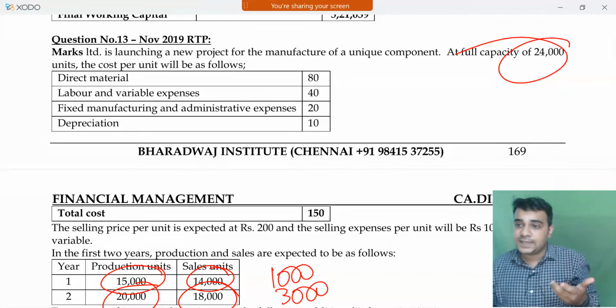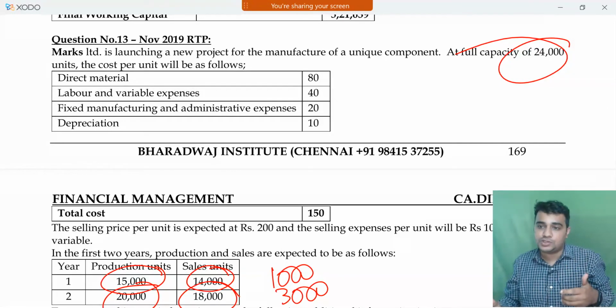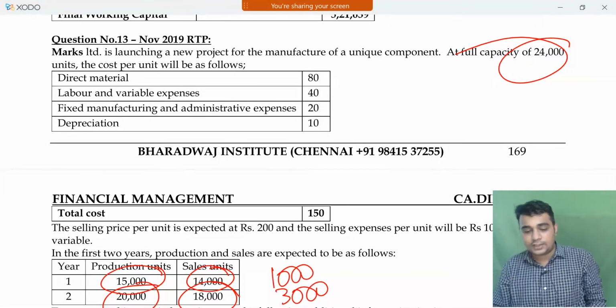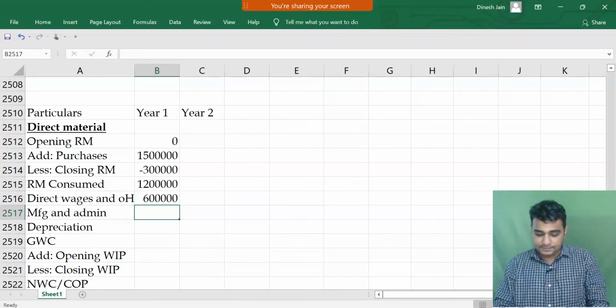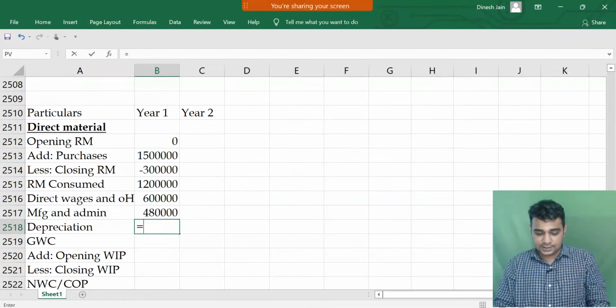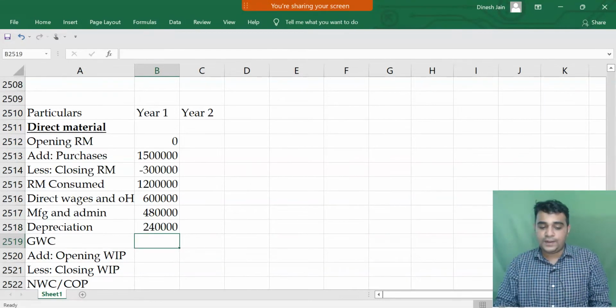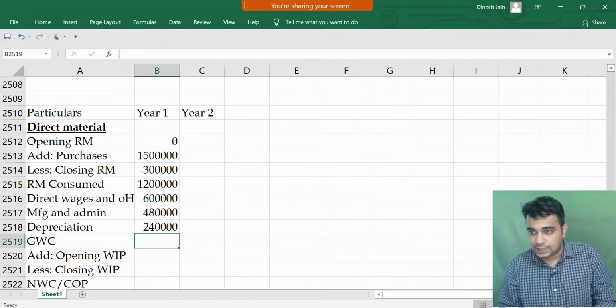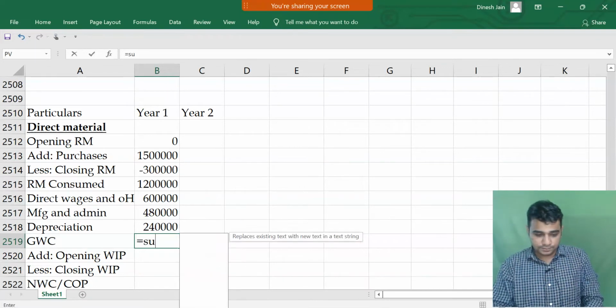What happens in fixed expenses? If produce less also, your fixed expense does not come down. So 20 into 24,000, depreciation is 10 into 24,000.